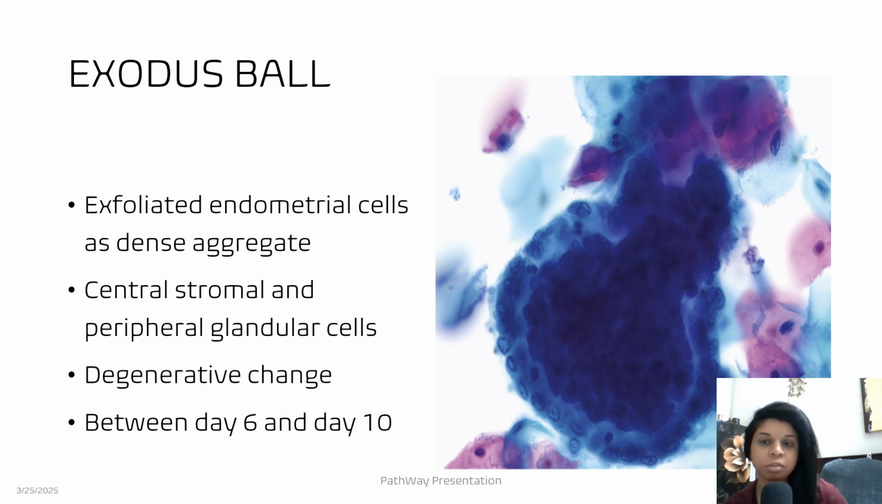So endometrial cells sometimes can present as an exodus ball also. When there is an exodus ball, there are exfoliated endometrial cells that form a dense aggregate, and the endometrial cells have glands as well as stroma. In the central part there is stroma and in the peripheral part there are glandular cells. Sometimes they can show degenerative change, that is a very blue color appearance, and usually this exodus ball appearance and endometrial cells are seen in menstrual cycle day 6 to day 10.